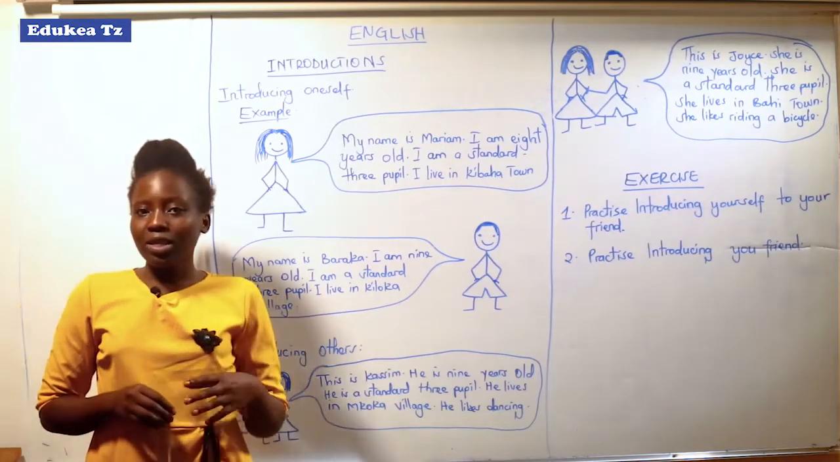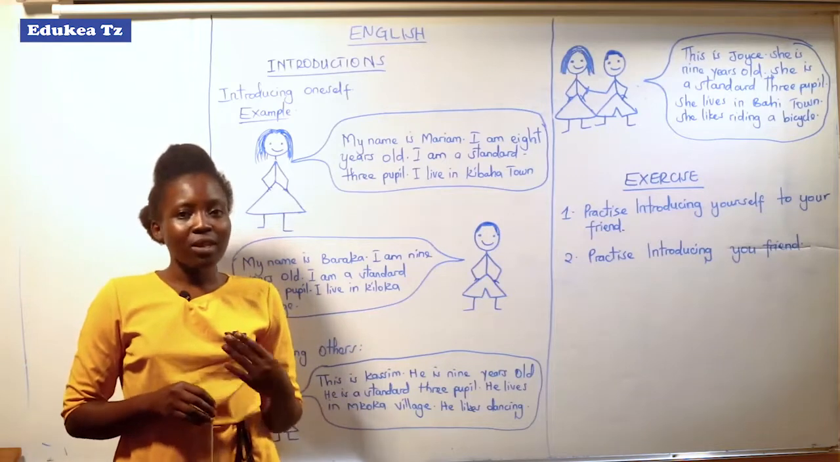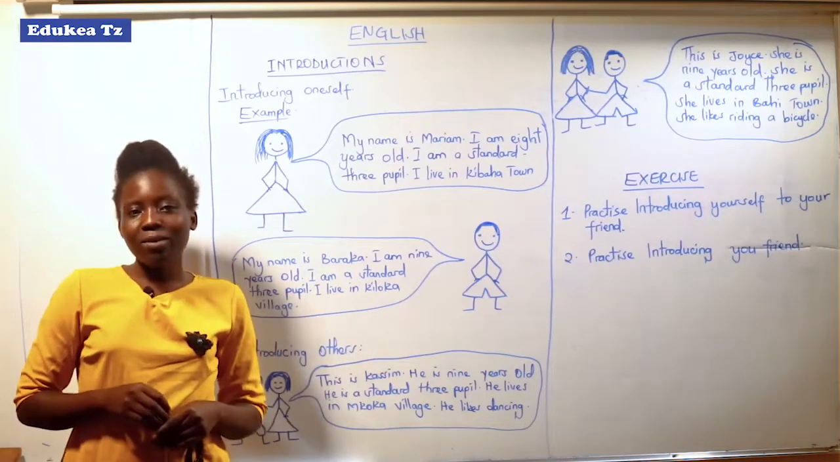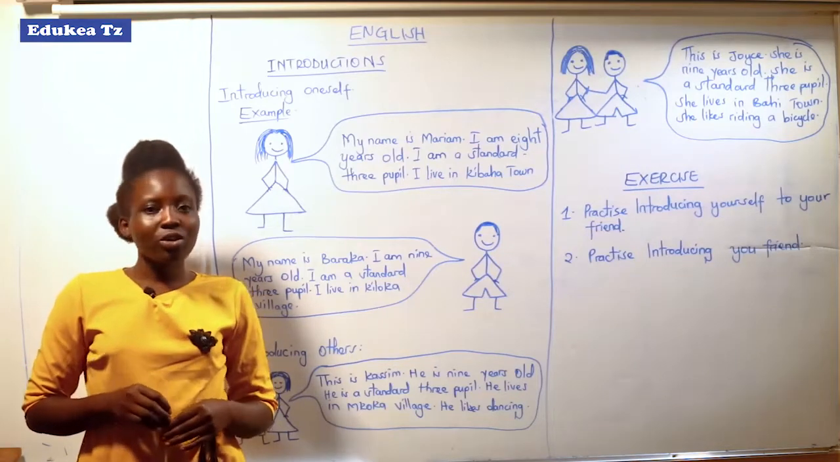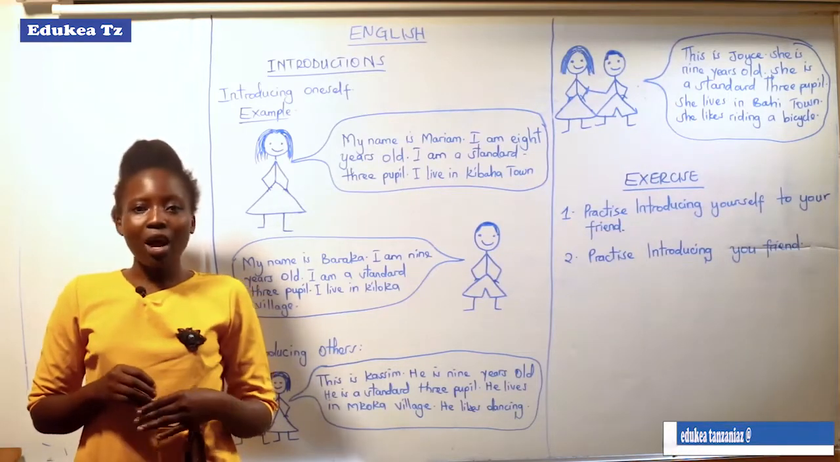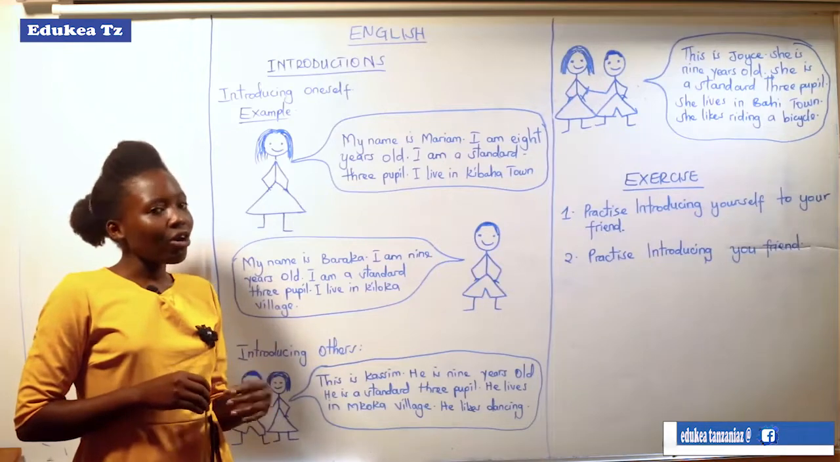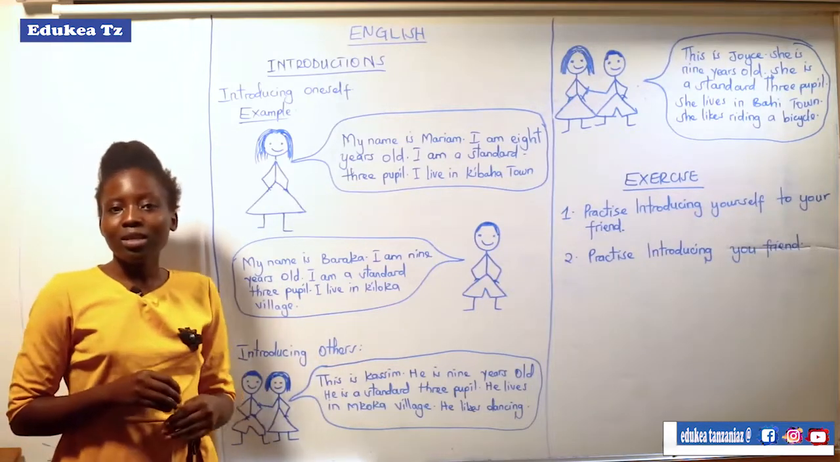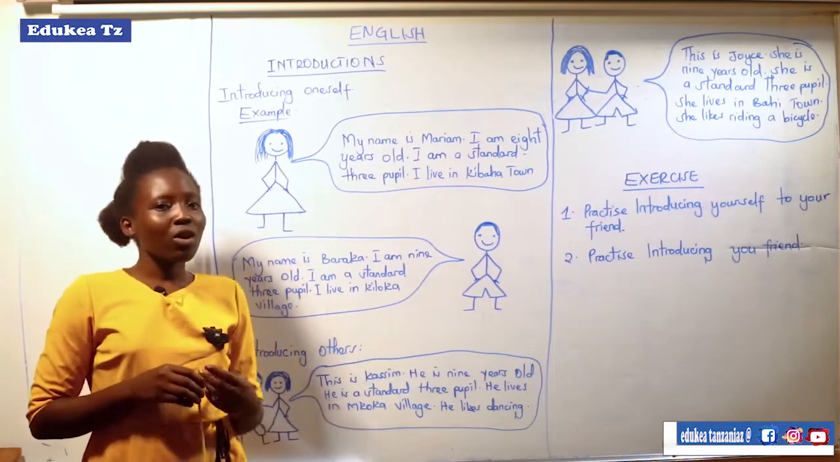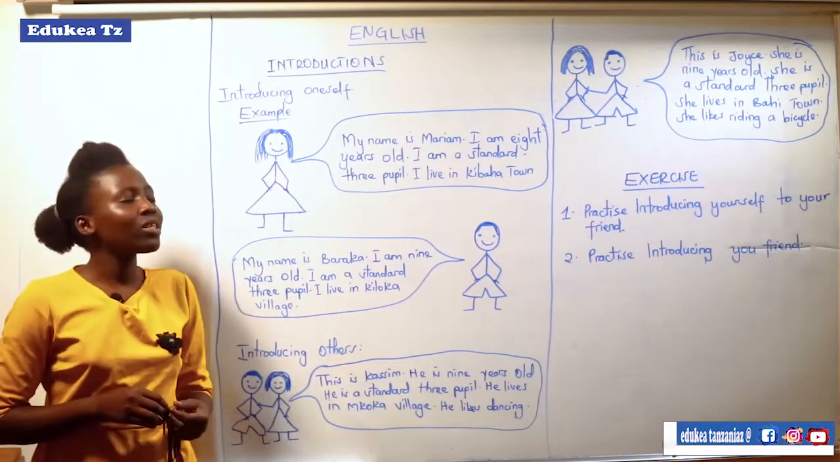Mariam introduced herself to Baraka by starting first with her name. She said that my name is Mariam. After introducing her name, she introduces also how old she is. After that, she introduced which class she belongs to and also where she lives.